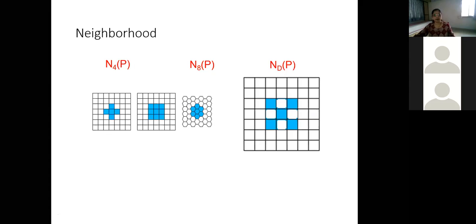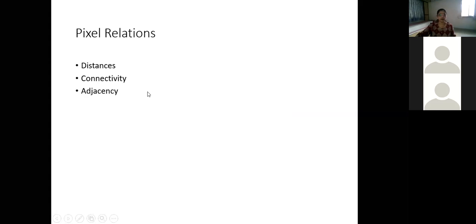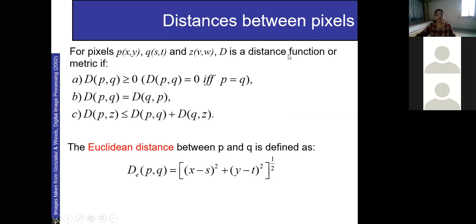So this is the concept of local neighborhood: your 4 neighborhood, 8 neighborhood. Now let us talk about distances. What are the different methods to compute distances between pixels? Say you have two pixels in the given image, P(x,y) as one pixel and Q(s,t) as another pixel. For these two pixels, there are general properties for distance functions.